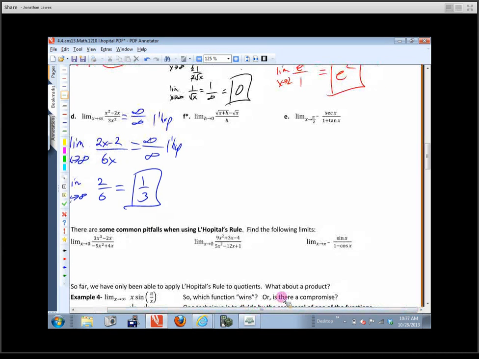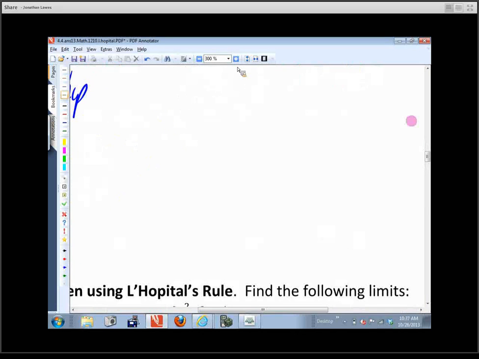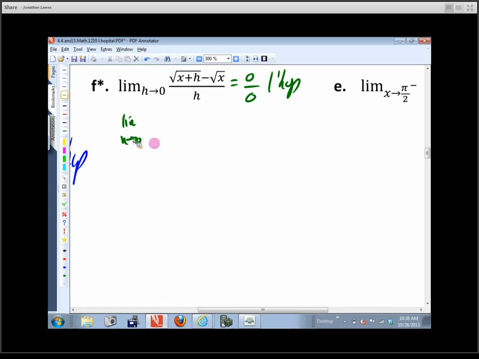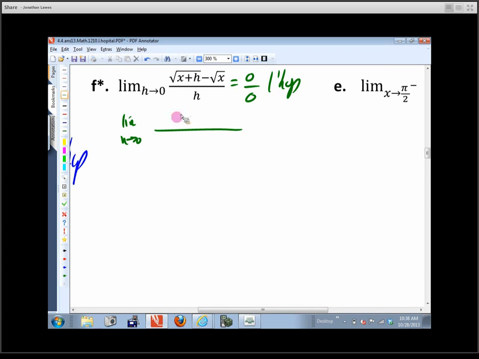This next one is kind of an interesting example. Is this in indeterminate form? What's the variable? The variable is h, so if I plug in a 0 here for direct substitution, I get square root of x minus square root of x, so I end up with a 0. I've got a 0 on the bottom, so I can apply L'Hopital's rule. So I'm going to find the limit as h approaches 0 of, well, this is going to be 1 over 2 square root x plus h.